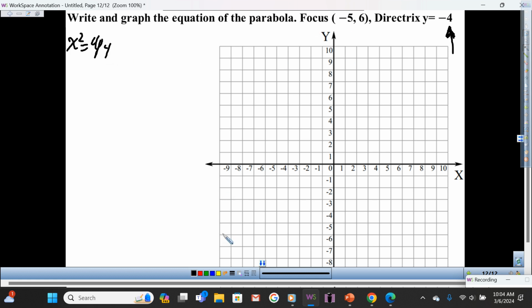And then we look at the focus. Look up. Does it have a 0? No, that means we cannot use this one, so we write (x minus 8) squared equals 4p (y minus k). From there, once we get this equation, we start with a graphing. So we start with our focus, negative 5, 6. Then our directrix is at y equals negative 4.